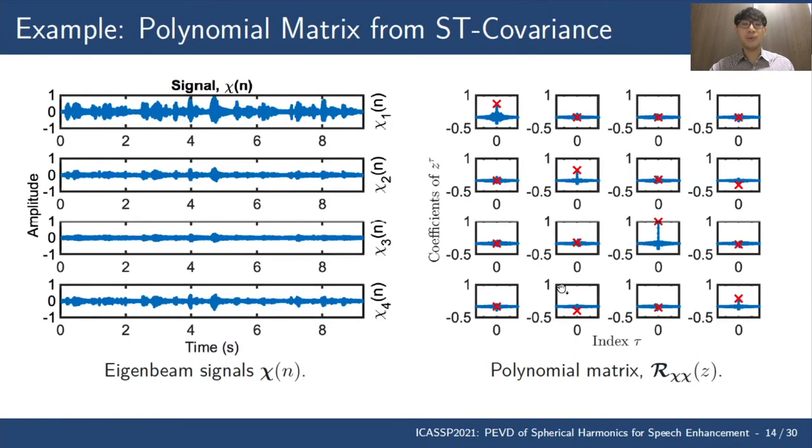Here is an example of the eigenbeams, the first order eigenbeams and its space-time covariance matrix. The diagonals are computed using the autocorrelation functions of the eigenbeams, whereas the off-diagonal elements are computed using the cross-correlation between eigenbeams. So this will be between beam 1 and 2, 1 and 3, 1 and 4.